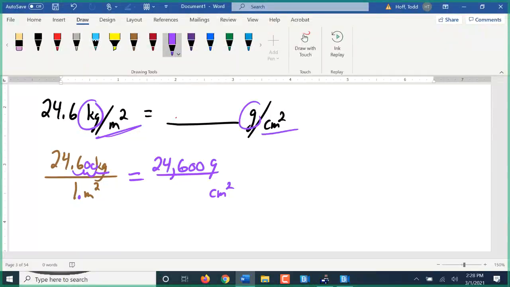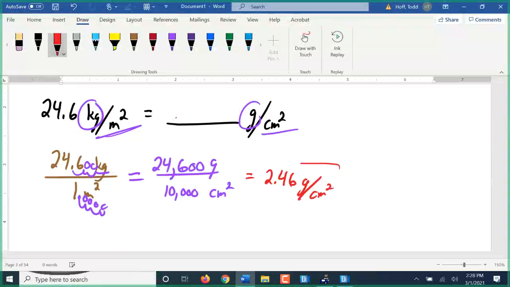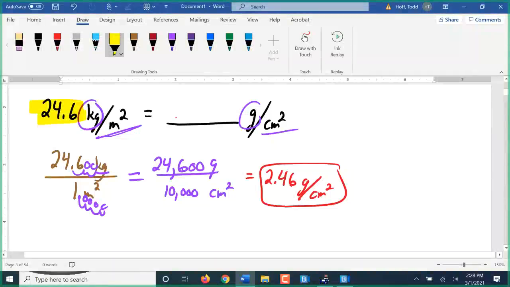There's no decimal point written there. We put it at the end of the number, so it's after the 1. And we move it 4 spots to the right, filling in those zeros, 4 zeros. This is 10,000 centimeters squared. 24,600 grams divided by 10,000 is 2.46 grams per centimeter squared. So notice the digits actually stay the same, it's just moving the decimal point, just like any other metric conversion.